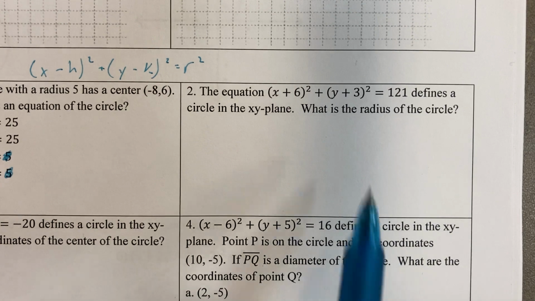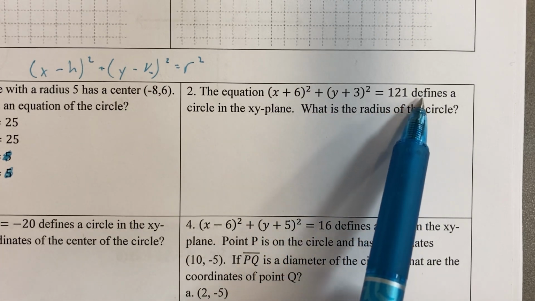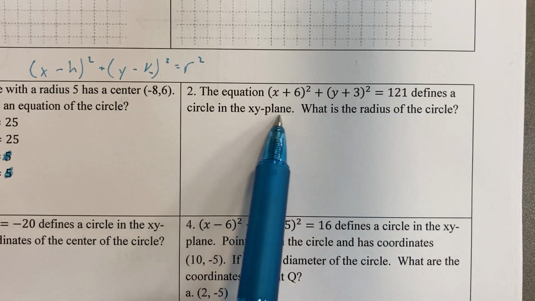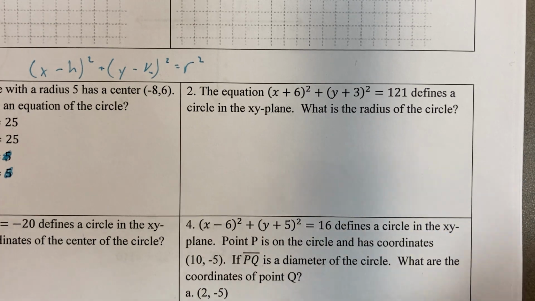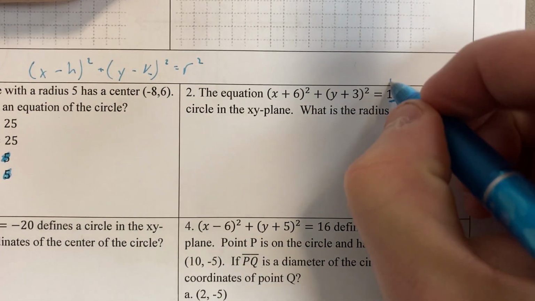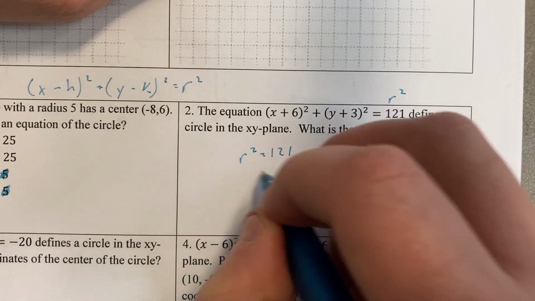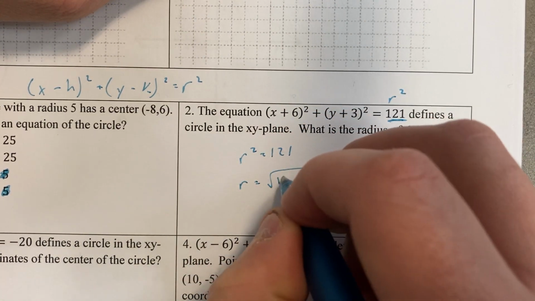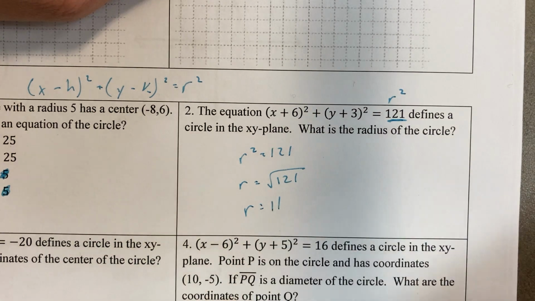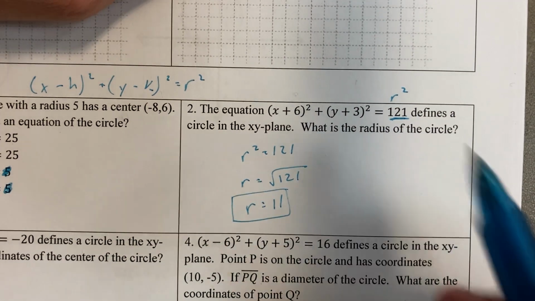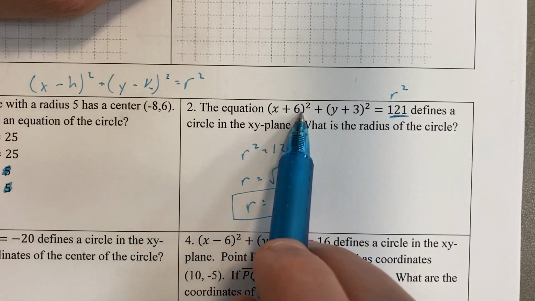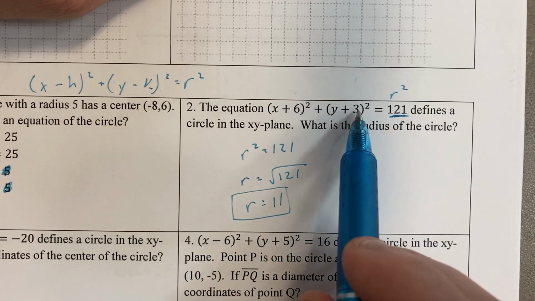Number 2, the equation defines a circle in the xy plane. What is the radius of the circle? The radius is r squared. R squared equals 121. So r is the square root of 121. R is 11. I guess that's not a multiple choice, but it works. It's all about this right here. X minus h, y minus k.